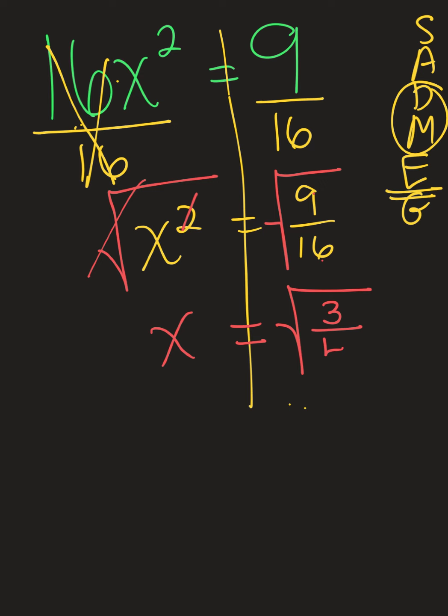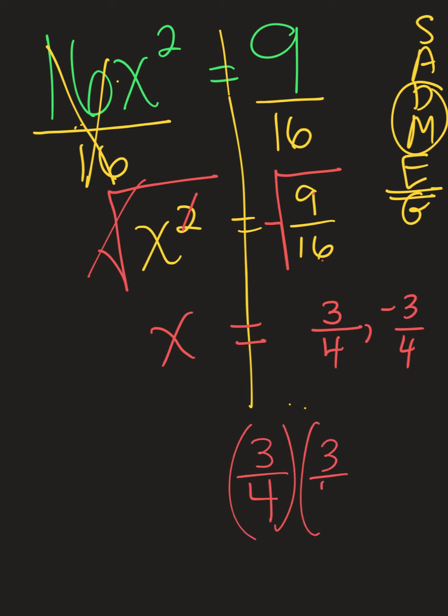I need to erase that radical there. Whoops. I get 3 over 4, or negative 3 over 4. And I can prove that this is accurate by saying 3 over 4 times 3 over 4, right? 3 times 3 is 9. 4 times 4 is 16. Can't be simplified. That gets me back to my original, where I was originally squaring x.